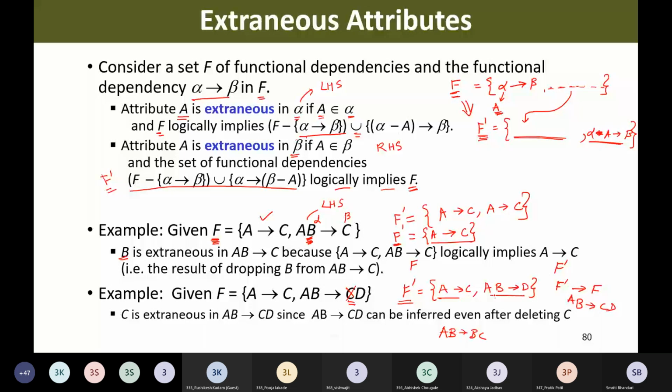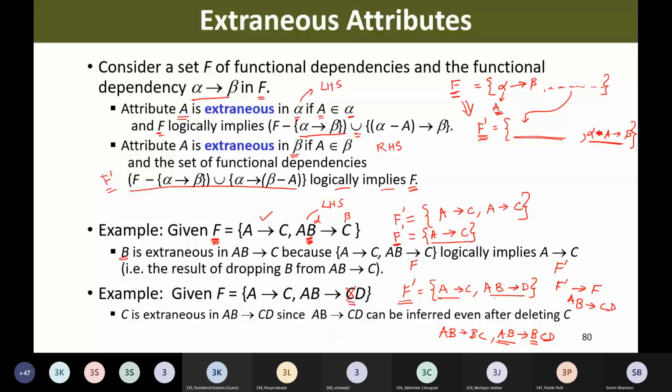Correct? AB to BCD. Meaning, AB determines B, and if I use now the decomposition rule, AB determines B, right? AB determines C and AB determines D. So obviously AB determines this CD, and that is what we wanted to check.